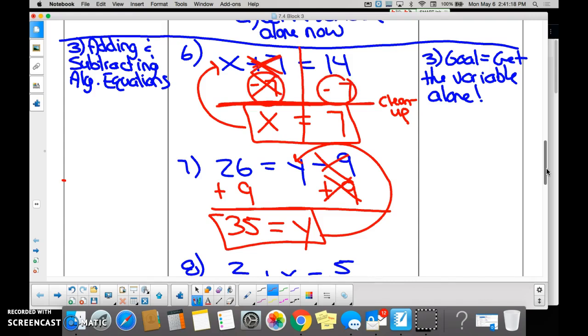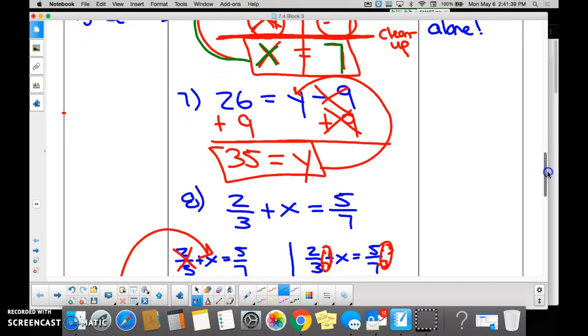Why did I put an x here? To show that we canceled out. And then we drew a line. What is this line called? The cleanup line, and we fixed everything. So x plus 7 minus 7 leaves us with just x. I should use my green. And 14 minus 7 is 7. And then what do smart people do with their answer? Check their work. Excellent. Number 7 is a very similar type problem.